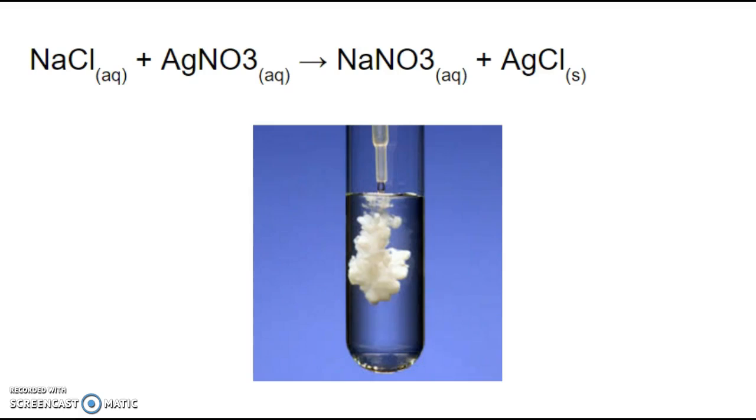Just looking at the chemical equation, we see that 1 mole of sodium chloride reacts with 1 mole of silver nitrate to form 1 mole of sodium nitrate and 1 mole of silver chloride. So everything there is 1 to 1 to 1 to 1.